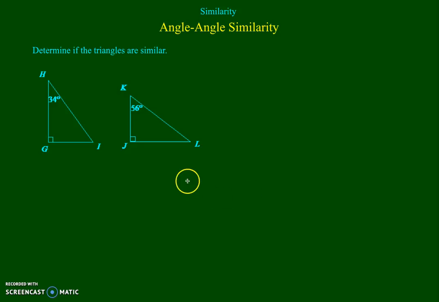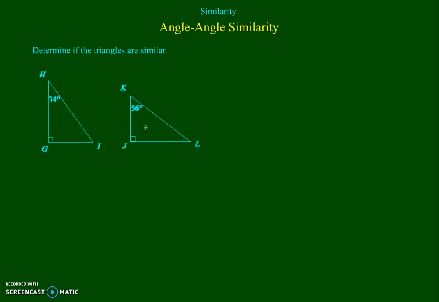In this example, we want to determine if these two triangles are similar. So here we have two right triangles because of these right angles. This angle is 34 and this is 56. Since these are right angles, the two acute angles must be complementary, which means they add up to 90 degrees. So what do we add to 56 to get to 90? 34. So the complement of 56 is 34, and the complement of 34 is 56. So by angle-angle similarity, we have two congruent angles, and therefore these two triangles are similar.